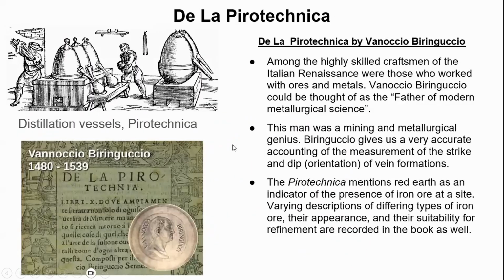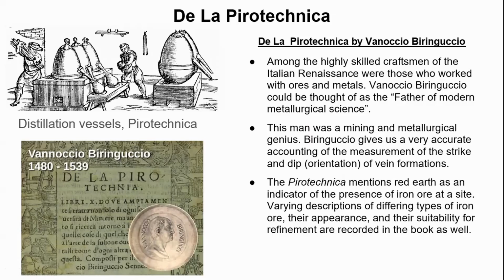De la Pyrotechnica by Vannoccio Biringuccio. So, among the highly skilled craftsmen of the Italian Renaissance were those who worked with ores and metals. And Biringuccio can kind of be thought of as the father of modern metallurgical science. This man was a mining and metallurgical genius.